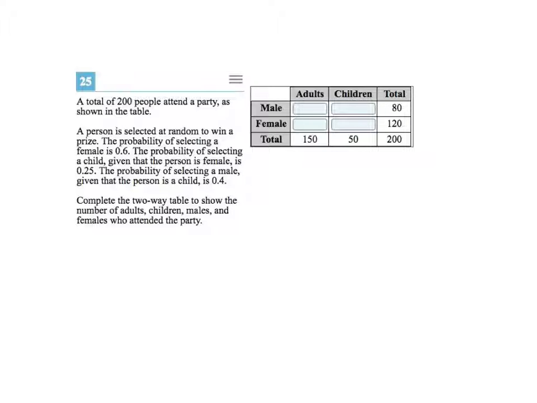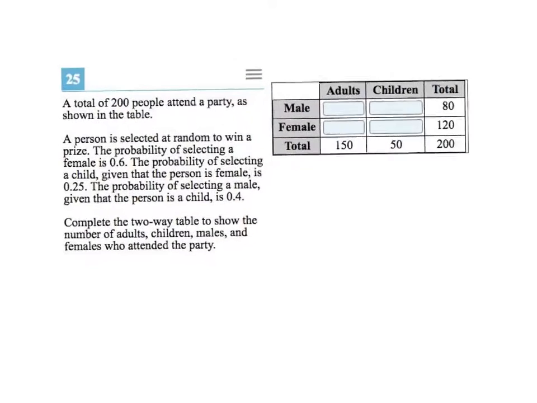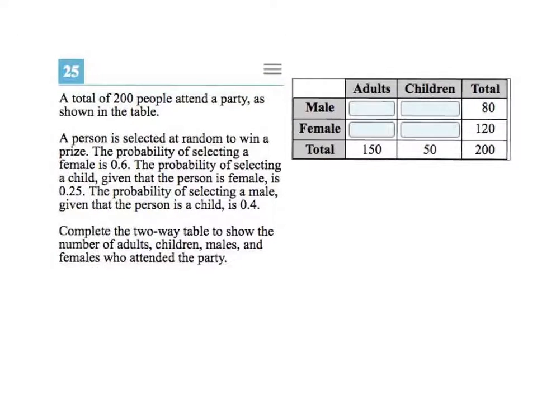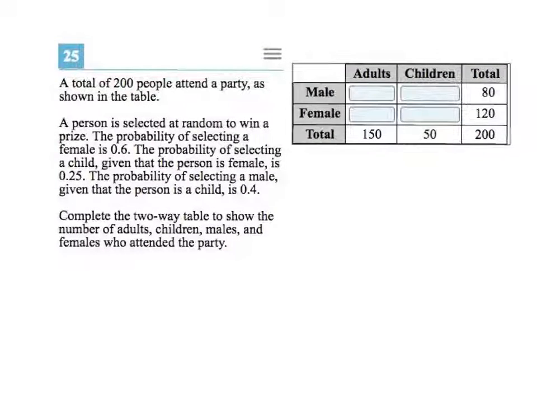Okay, here's where we have a table. We're going to try to fill out the table, then talk about some of the probabilities. A total of 200 people attended a party as shown in the table below. A person is selected at random to win the prize. The probability of selecting a female is 60%. So let's write that. Probability of selecting a female is 0.6.